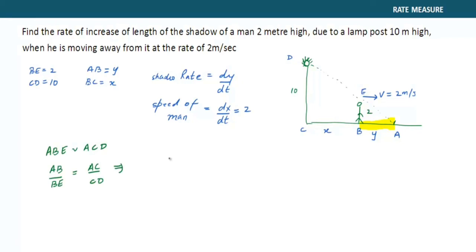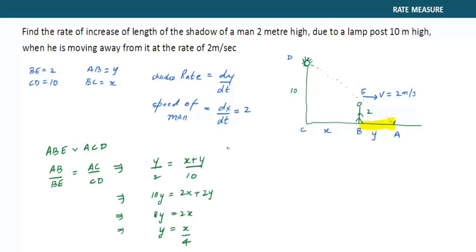What will this ratio transform to? This Y by BE we know is 2. AC will become X plus Y, right? We know this, and CD will be 10. So this is the relation, and if you solve it, what will you get? This will be 10y equal to 2x plus 2y, or we can say 8y is equal to 2x, or y is equal to x by 4.